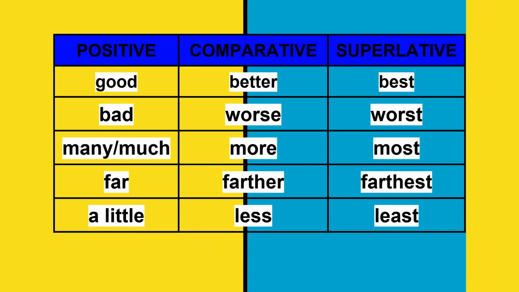Now, the word good in comparative becomes better, and superlative best. Bad, worse, worst. Many or much, comparative becomes more, for superlative becomes most. Then far, farther, farthest. A little, less, and least. So all these differences or changes, if you don't understand, you can refer to the previous video titled Spelling Rules of Adjectives.